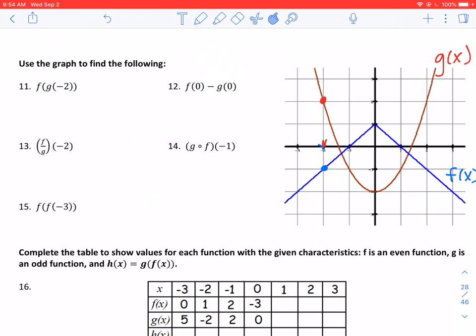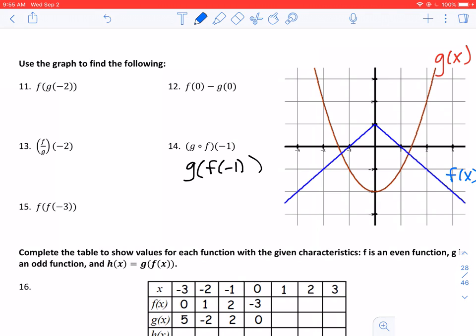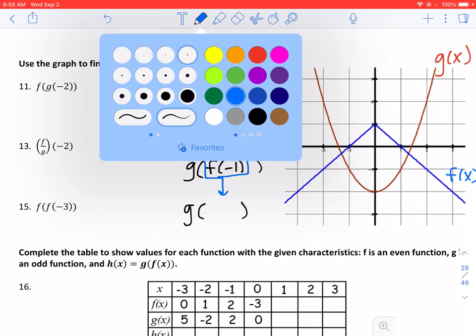What about 14? F divided by, excuse me, g of f of negative 1. G of f of negative 1. So that's circle G, open circle, not multiplication, composition. G of f of negative 1. So we've been working with composition for a few examples now, so we're going to go inside out. So we'll start by first finding f of negative 1, and then once we have that answer, we'll find g of that answer. So what's f of negative 1?